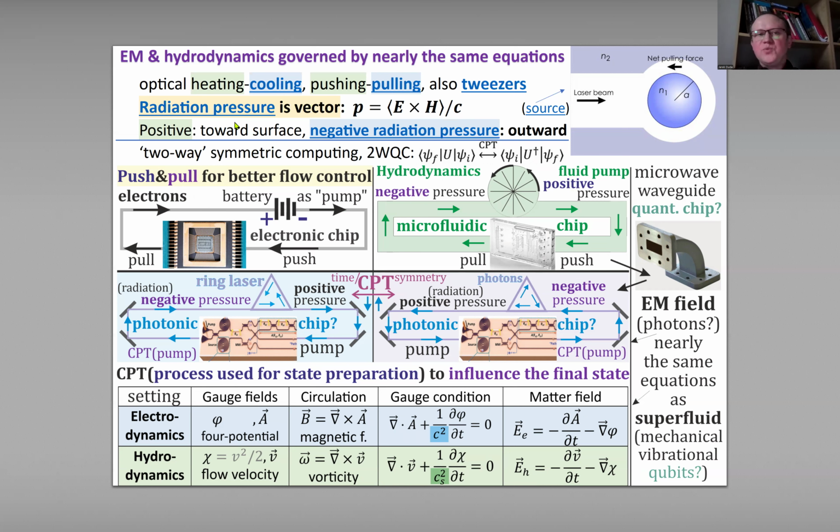Finally, the radiation pressure is a vector. It can be toward the surface, which is positive, as we usually think, but it can also be outward from the surface. So we can get negative radiation pressure, and there are indeed many articles about negative radiation pressure. So let's think about the computational perspective.